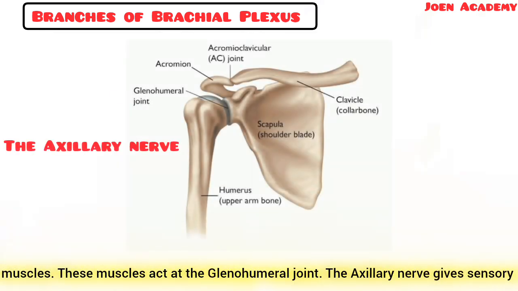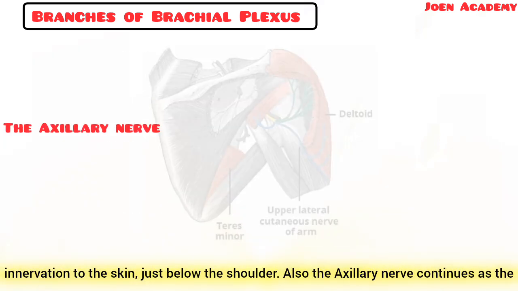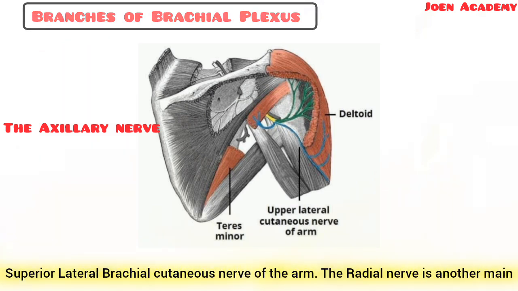These muscles act at the glenohumeral joint. The axillary nerve gives sensory innervation to the skin just below the shoulder. Also, the axillary nerve continues as the superior lateral brachial cutaneous nerve of the arm.